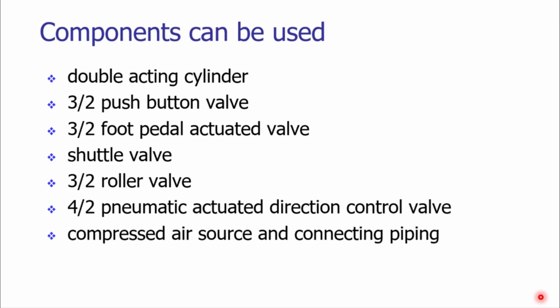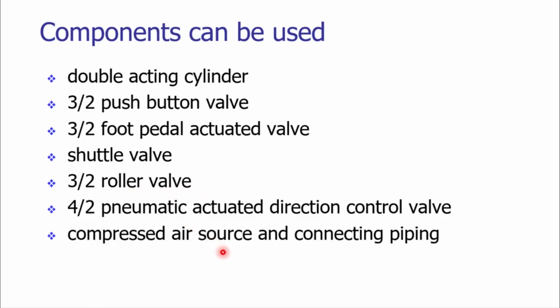Now let us list down the various components which can be used to develop this pneumatic circuit. As it is mentioned that we need to actuate the double acting cylinder by using two different valves, that is a 3x2 push button valve and a 3x2 foot pedal actuated valve. To utilize the services of these two different valves, we are taking help of a shuttle valve. Then to actuate the retraction of the piston cylinder, there is a need to have a 3x2 roller valve.